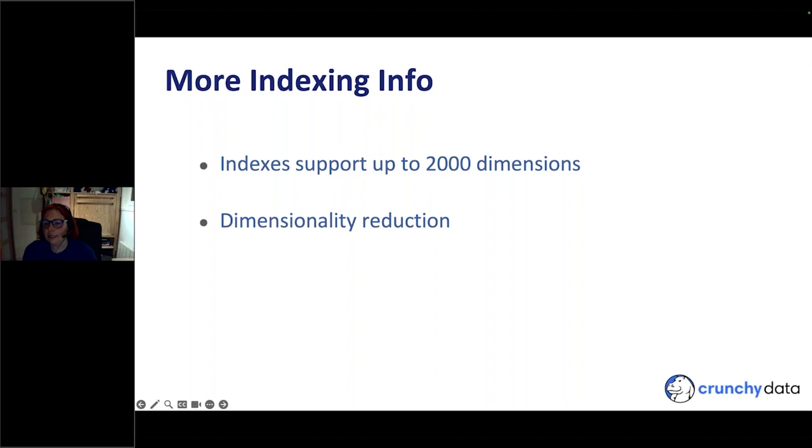At the moment, if you have vectors with more than 2,000 dimensions, there is a technique called dimensionality reduction, which is a kind of compression for vectors. It turns a vector with a lot of dimensions into a vector that has fewer dimensions, but tries to keep most of the meaningful properties of the original data.